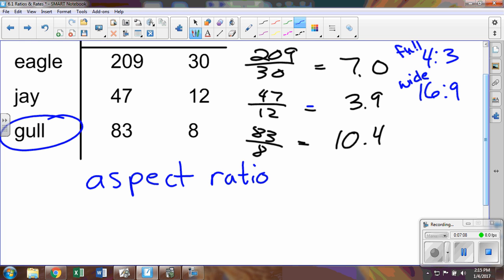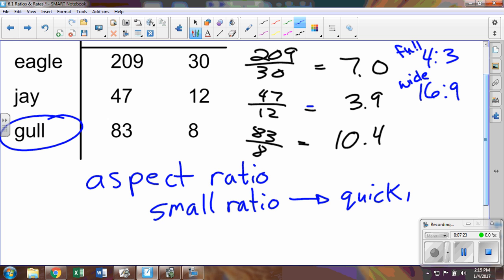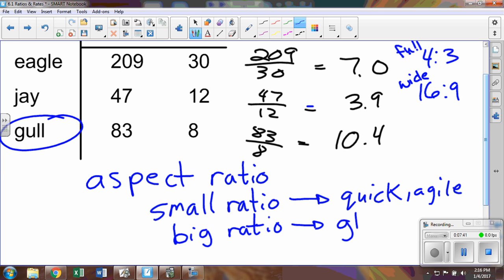Well, the aspect ratio for these birds, there's a well-known biological fact about it. In particular, birds that have a really small ratio tend to be rather quick, agile. That is, they can change direction very quickly. But if you have a really big ratio, the larger the ratio is, the less agile. They can't really change direction super fast. But those are birds that are really awesome at gliding.